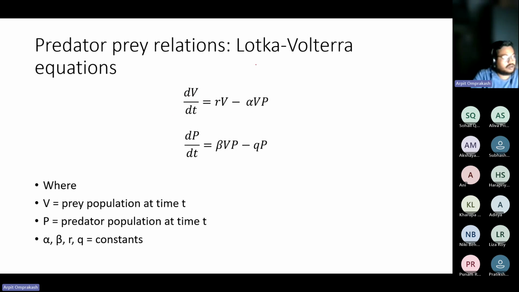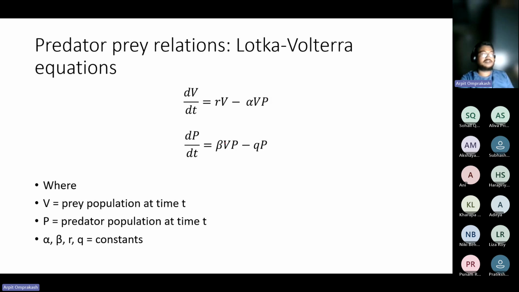So according to the Lotka-Volterra equation, the prey population is positively influenced by the prey population itself and negatively influenced by the predator population. So alpha into V. If there are more prey, more will be caught. If there are less prey, less will be caught. If there are more predators, more will be caught and eaten. If there are less predators, less will be caught and eaten. So that's why there's a V and there's a P.